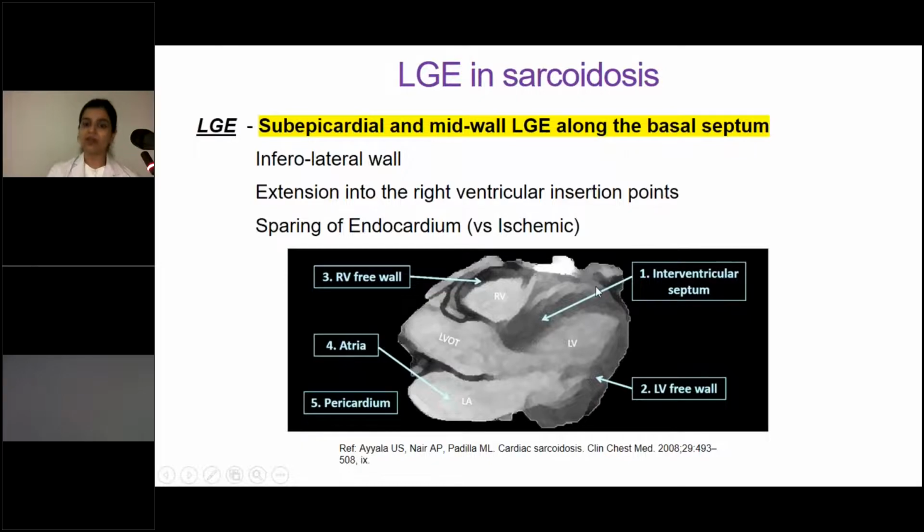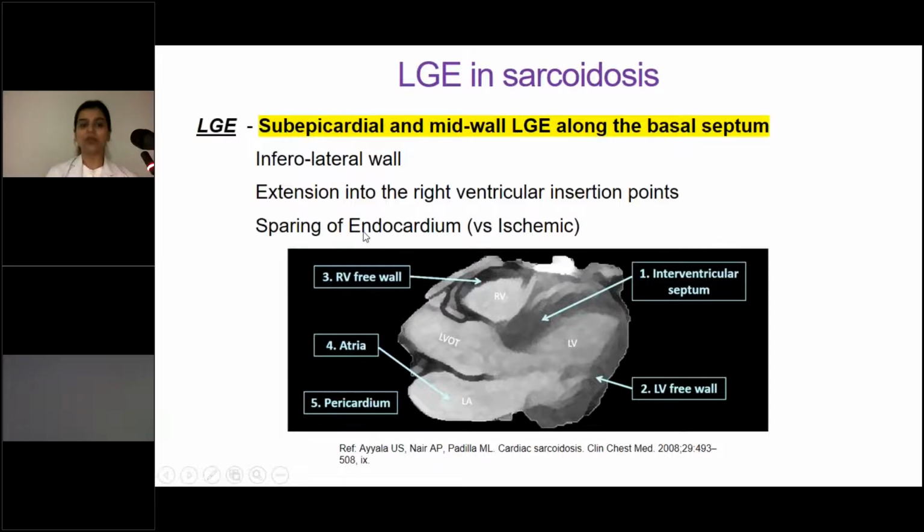The other important areas that are involved are the free walls of the right and the left ventricles. Involvement of the atria has also been documented in a small number of cases. Involvement of the pericardium can also be seen in the form of pericardial thickening and pericardial effusion. Extension of the enhancement along the RV insertion points has been considered to be quite specific for the diagnosis of sarcoidosis.